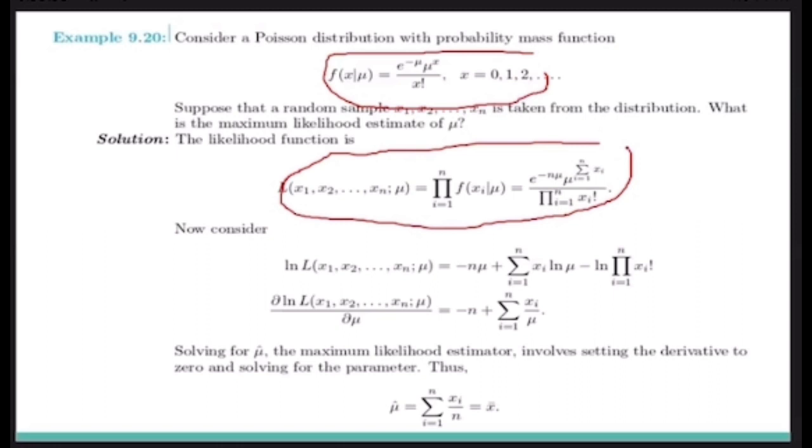Log of all of this, okay? And it's going to be a natural log. Natural log of that is going to be minus mu. Natural log of this is going to come down as summation x log of mu. Then log of this, because it's in the denominator, is going to be negative log of that. We're applying the law of logarithms in math.